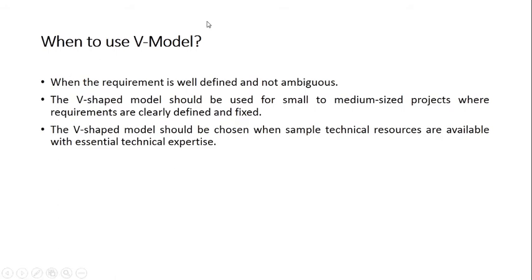So we should have proper, well defined requirements, and only then can you use a V model, because it is sequential. You don't have a reverse part to go back and make corrections. The V-shaped model should be used for small to medium sized projects where requirements are clearly defined and fixed, right? Though it can be applied to any size, preferably we must go for small and medium sized projects only, right? The V-shaped model should be chosen when ample technical resources are available with essential technical expertise.